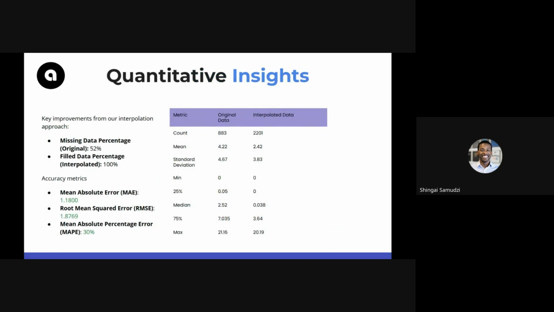So, some quantitative insights from this analysis. I think the most important to note was, one, that as I said before, 52% of the original data was missing, and we were able to fill in 100% of the data. So we do have a complete data set from this. And I want to point you to mean absolute percentage error, which for our purposes is the most important accuracy metric. What this basically tells us is that we're about 70% accurate with the interpolation that we've done. So we were able to introduce a substantial increase in the quality of their data for them to then take forward in terms of building forecasts and so on.